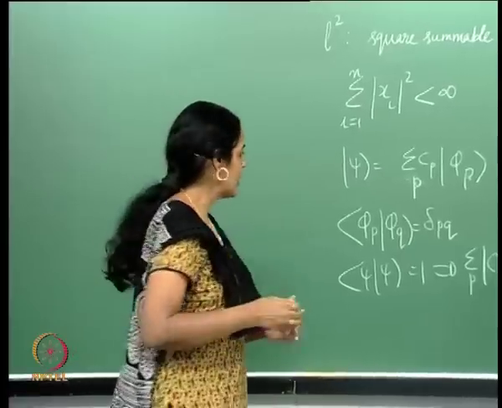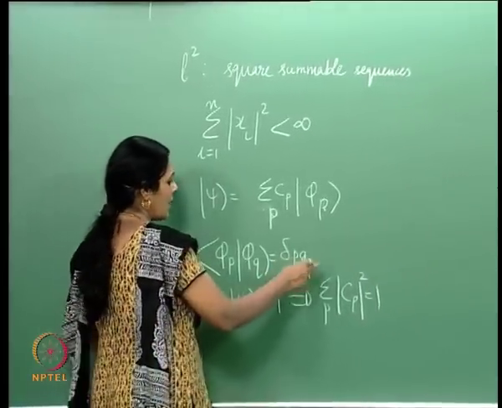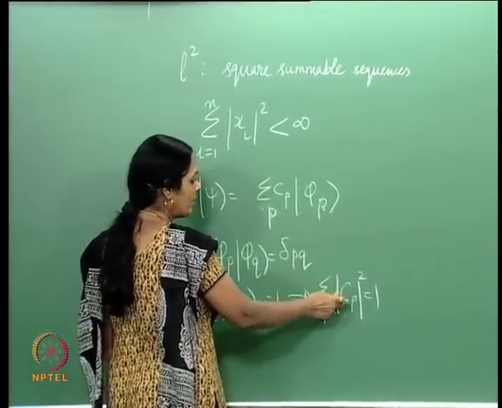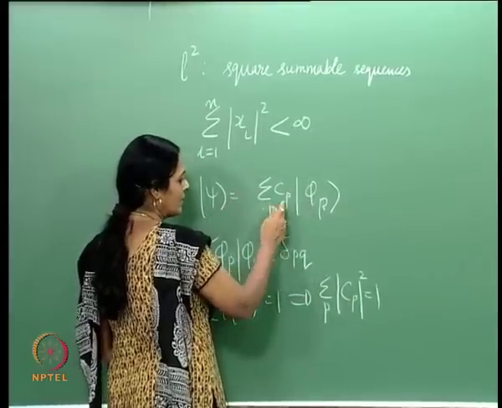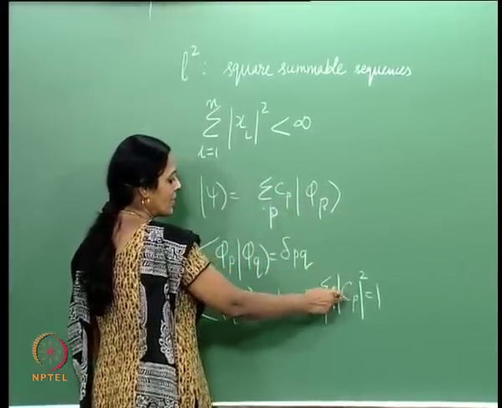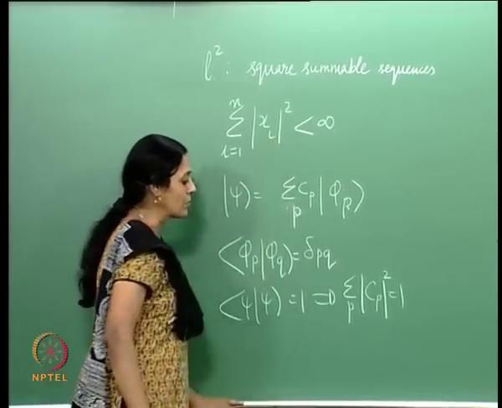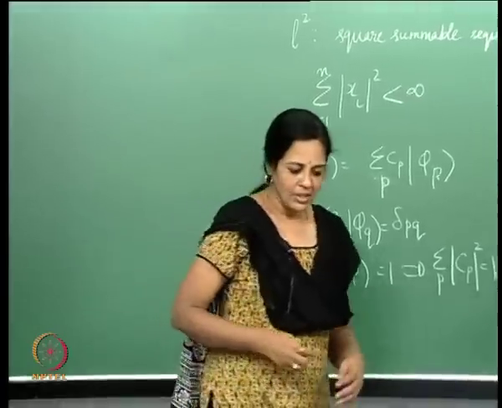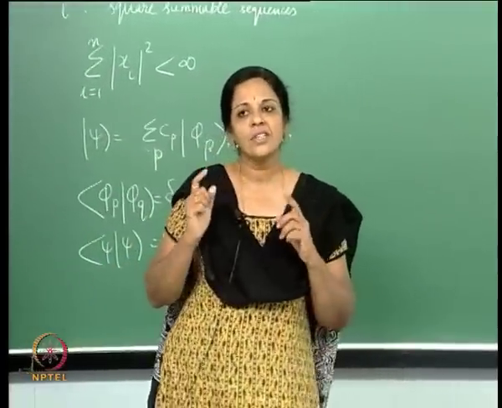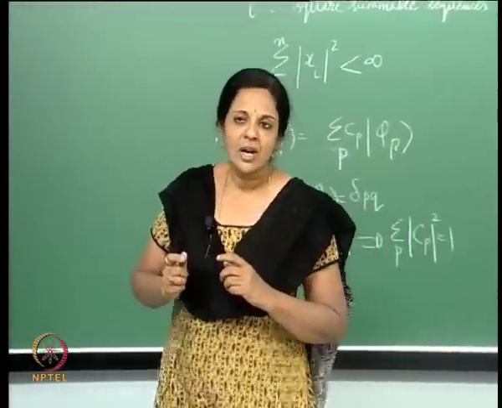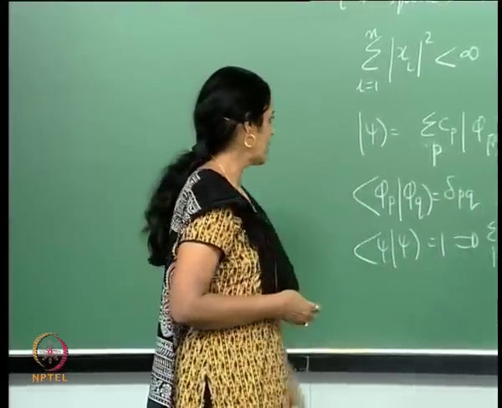So, the probability amplitudes C_p, when expanded in this manner, happen to satisfy the requirements of a square summable sequence, and therefore little L2 becomes very important in the context of understanding the framework of quantum mechanics.